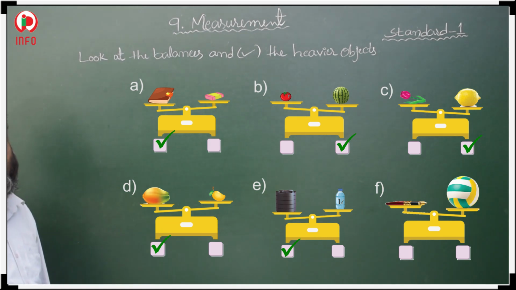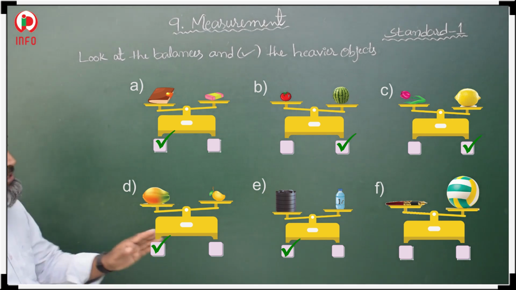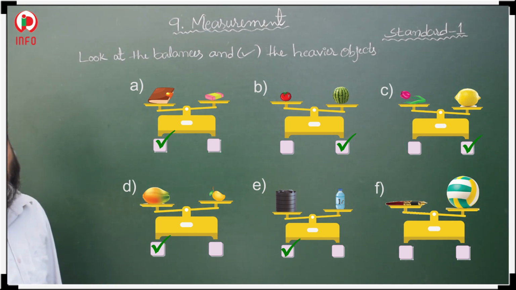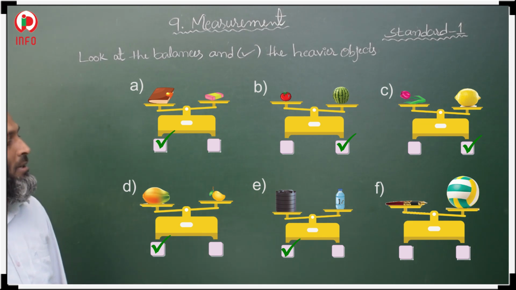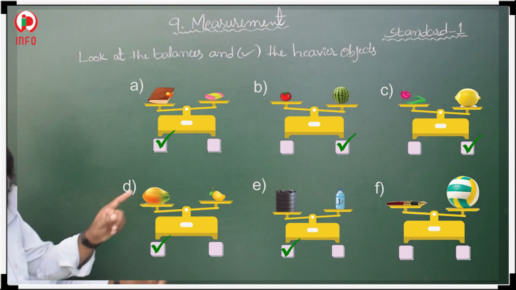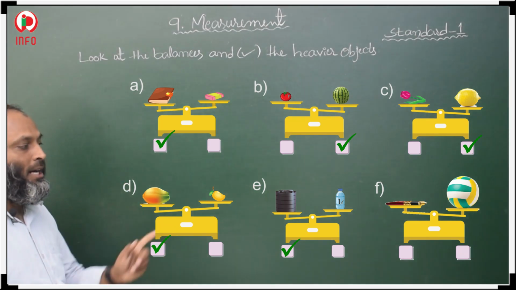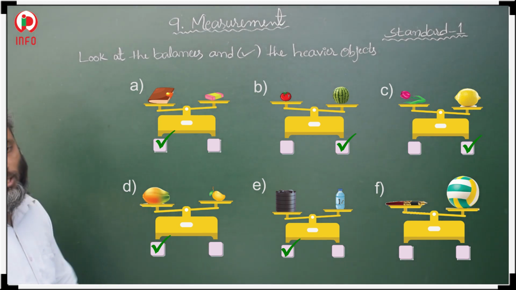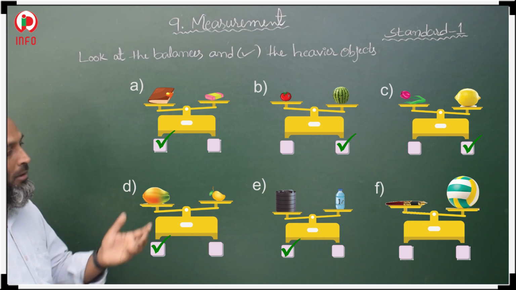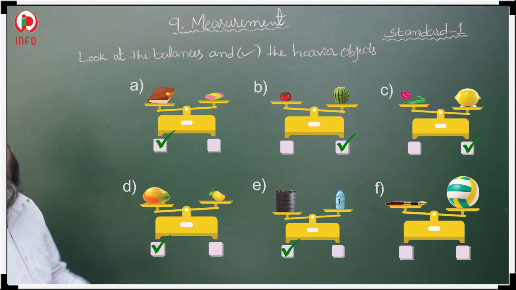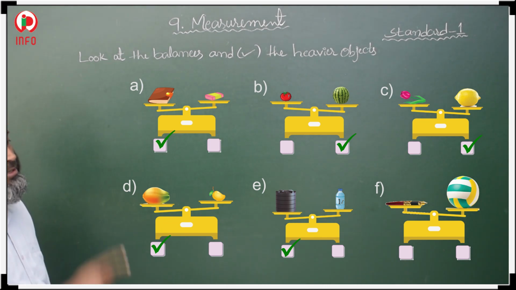Next, in the sixth weighing machine, what is given? In the first pan, a pen is given. In the second pan, a ball is given. If we compare the two pans, the ball pan moves down, which means that is the heavier object. So we tick in the second pan.